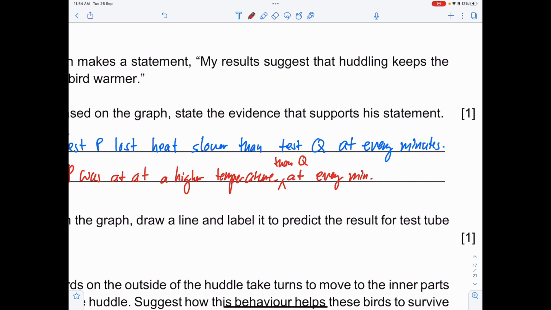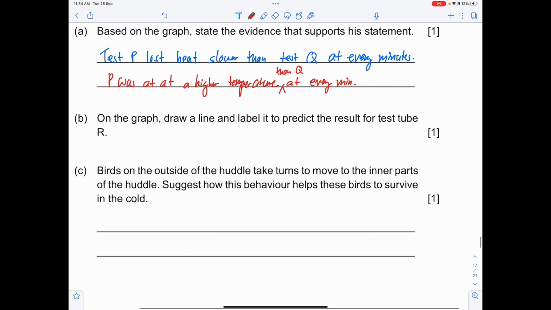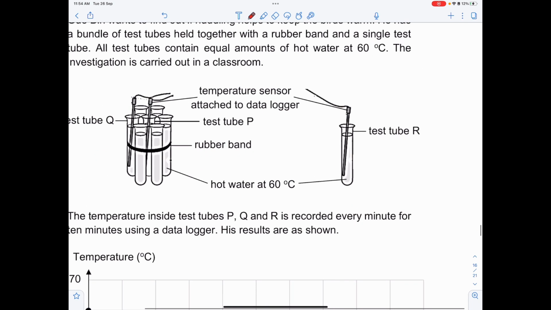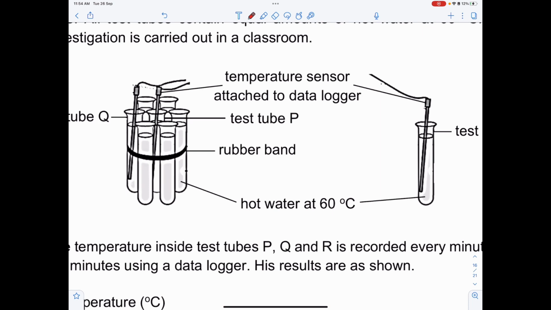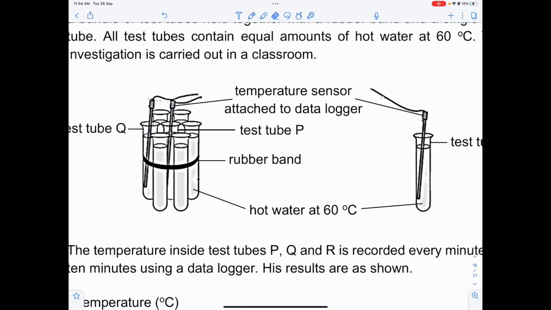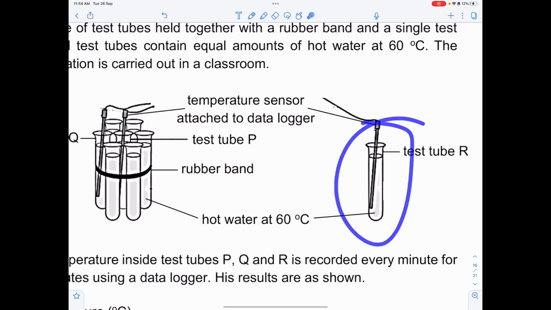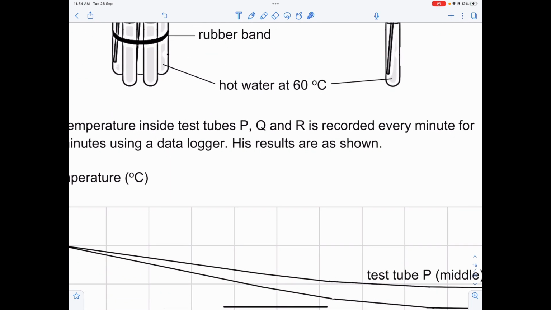Alright, next question. On the graph, draw a line and label it to predict the results of test tube R. When you look at this question, I'm going to unpack it a little bit more. In this case, it's actually the amount of exposed surface area. When you compare between test tube P and test tube R, definitely I would say that P has less exposed surface area to lose heat to, so it will definitely be at a lower temperature as compared to R. However, in this case, this is what they're talking about, exposed surface.